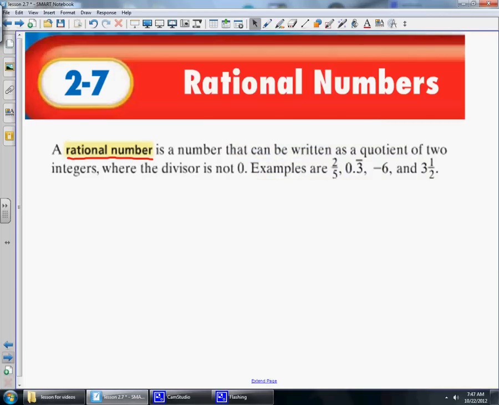A rational number, make sure you copy this definition down in your notes, is a number that can be written as a quotient, which really just means an answer to a division problem. So it can be a fraction or a decimal. It's a quotient of two integers where the divisor is not 0. This means that the denominator is not going to be 0. Some examples are 2/5, 0.3 repeating, -6, and 3 1/2.